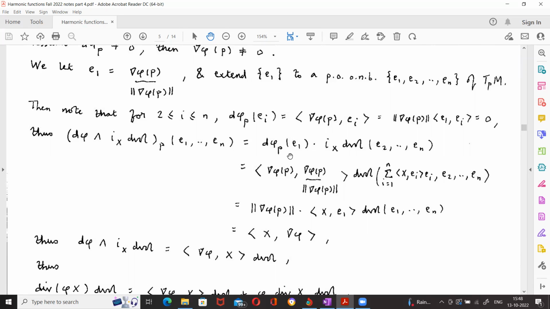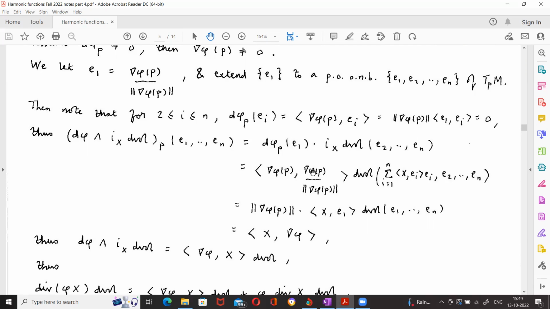d phi of E1 is what? This is grad phi inner product with E1. E1 is grad phi divided by norm grad phi. And then I have Ix dvol of E2 to En. So this means dvol of X and then E2 to En. So X is the summation, i goes from 1 to n, of X inner product Ei into Ei, right? It's an orthonormal basis. And then E2 to En, okay?